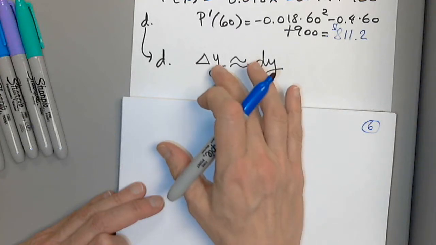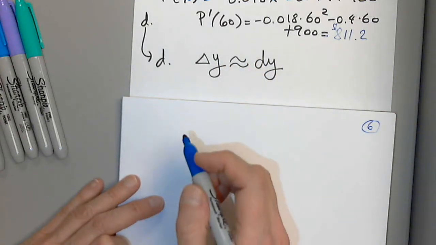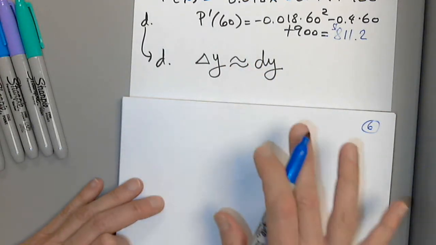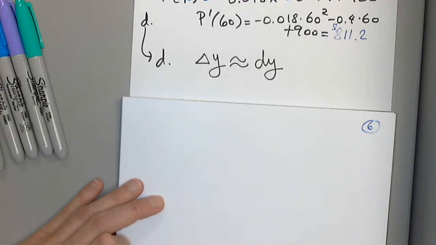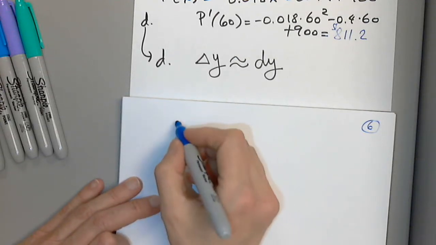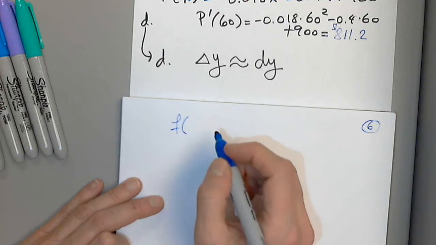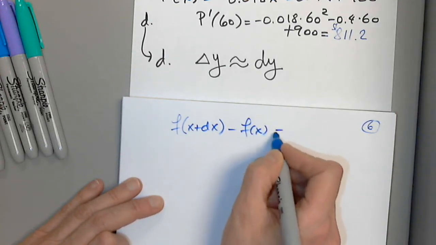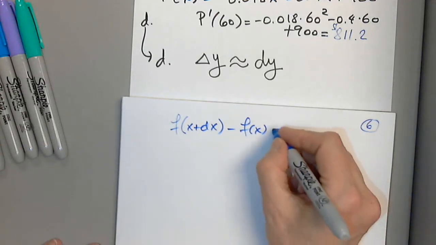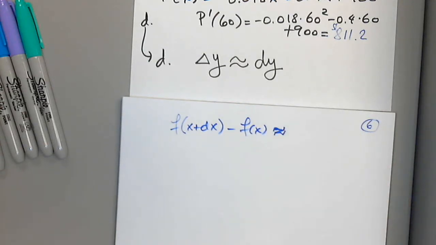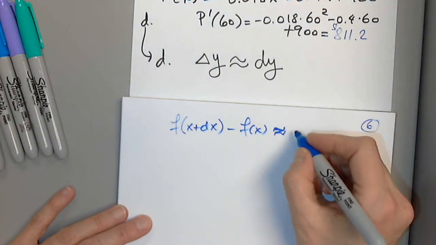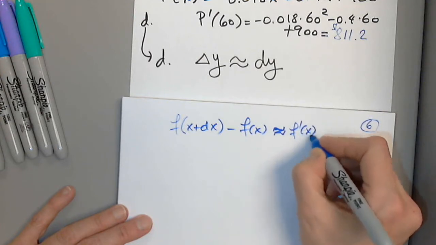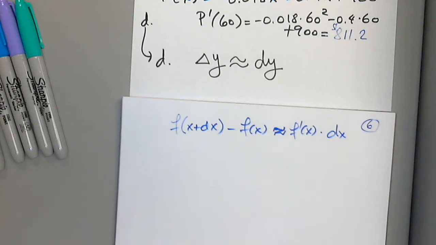Again, how do I express delta y in general, using f of x, and then we'll change it into p? It's f of x plus dx minus f of x, excellent. And now, the right-hand side, the definition of the differential of y. F prime of x times dx, excellent.